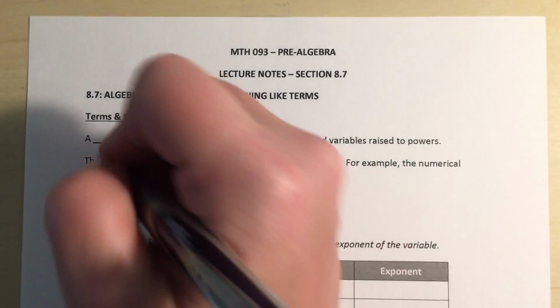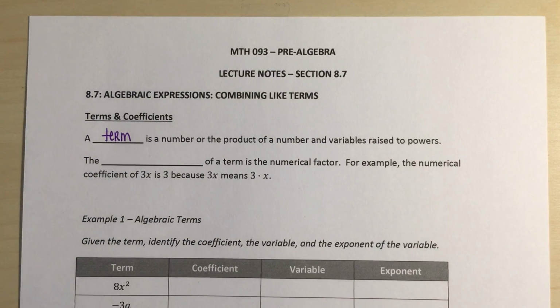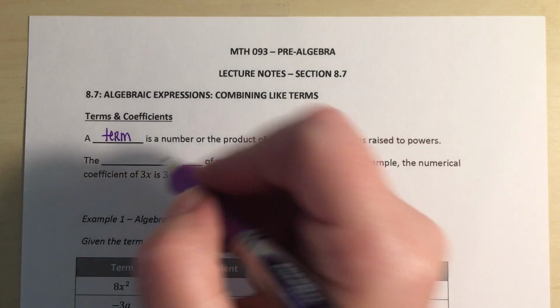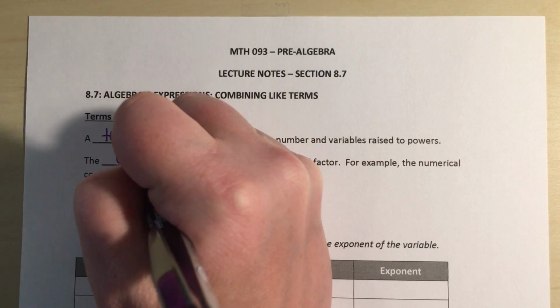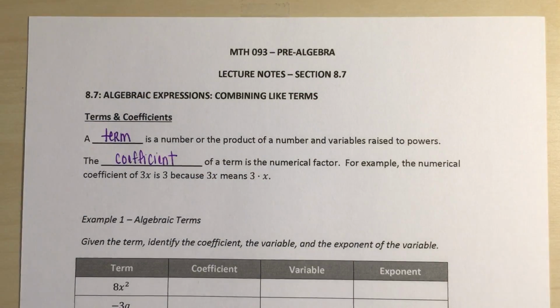Right? So a term is a number or a product of a number and variable raised to powers. So a term is going to be each little individual piece of our expression. Right? The coefficient of the term is the numerical factor. So for example, the numerical coefficient of 3x is 3 because 3x really means 3 times x, and factor indicates multiplication. So the number out front is our coefficient.